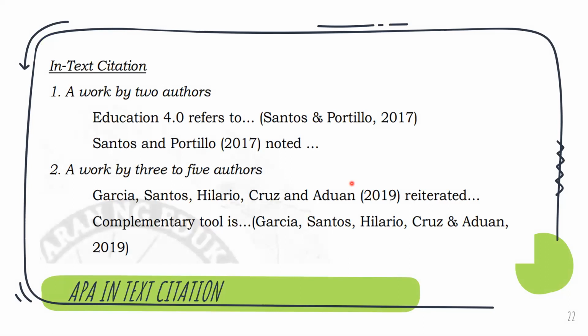For example, if you want the APA in-text citation for a work of two authors, this is an example. Education 4.0 refers to, and then you just write Santos and Portillo 2017. That's an example. And if you have five authors, you could use Garcia, Santos, Hilario, Cruz, and Aduan 2019, reiterated that. Another example.